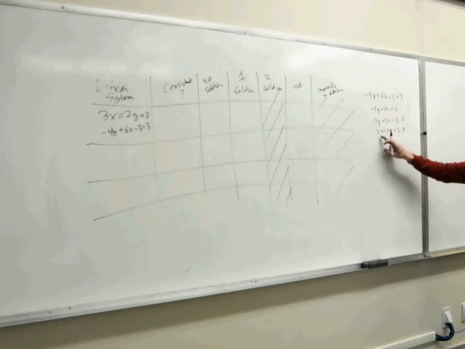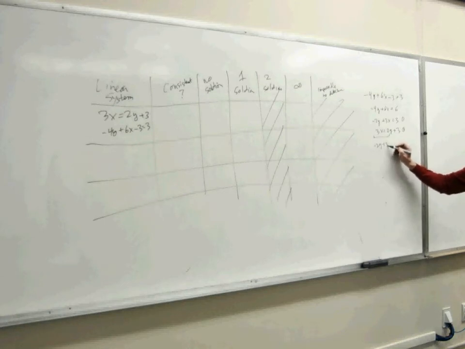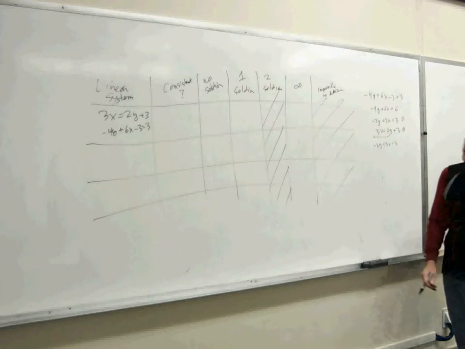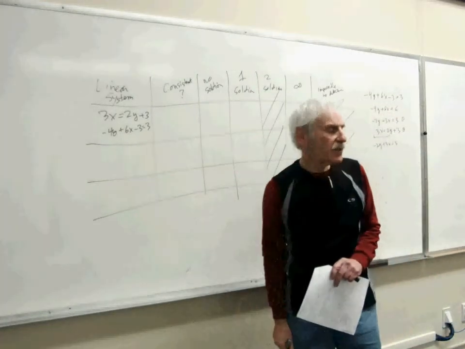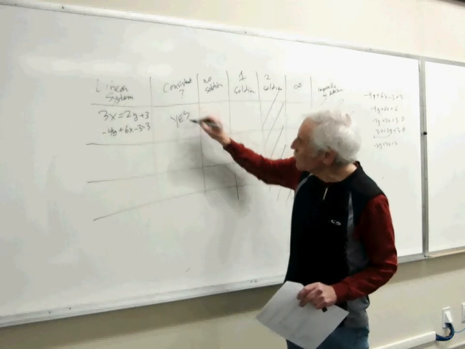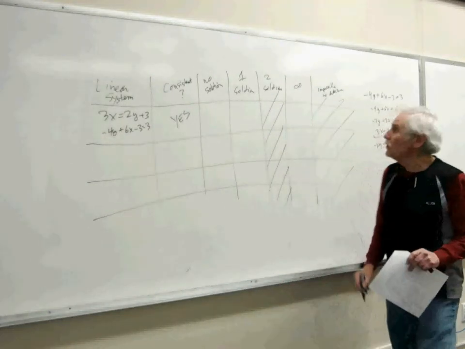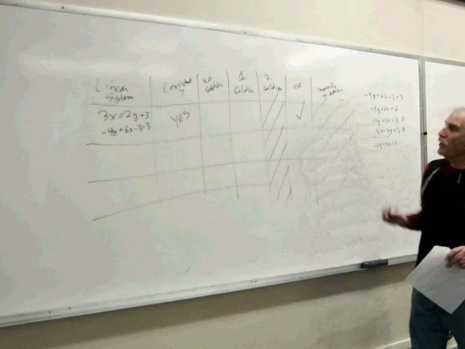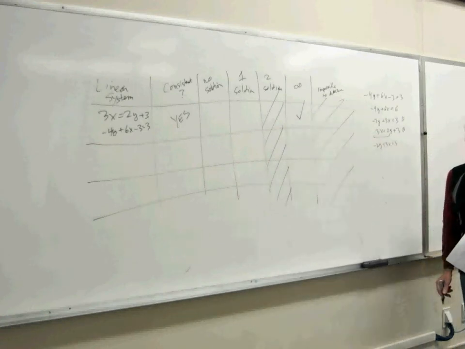Okay. Now, the second equation can be written as, let me take the 2y over to the other side. So I have minus 2y plus 3x equals 3. So it's the same one. That's an infinite number of solutions. Yes, it is certainly consistent because it has an infinite number of solutions, and there you go, done. It's the very same line.